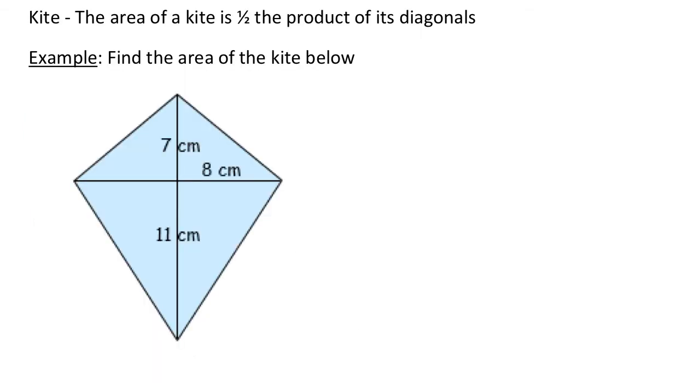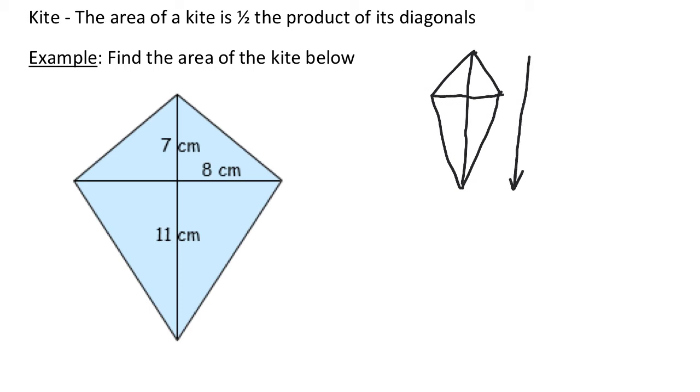Kites then, so the area of a kite is a half of the product of its diagonals. So let's try and make that a bit clearer. If we've got a kite, its diagonals are the vertical and the horizontal line. So the vertical could be diagonal 1 and the width could be diagonal 2. And product means multiply, so the area is going to be a half times D1 times D2.